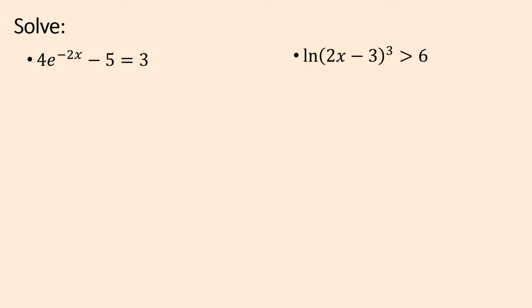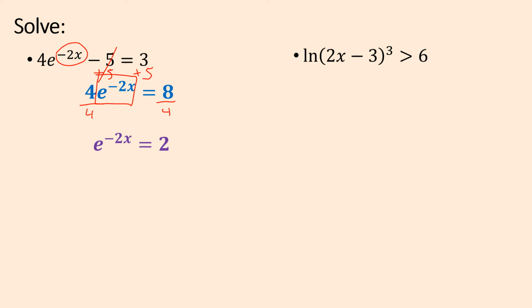We want to solve for x here, and the x is an exponent in a base e function. So as a first step, let's move everything away from that e. We'll start with this 5. Add 5 to the other side. We have 4e to the negative 2x equals 8. We're trying to get this e by itself. So next step is divide by 4. This gives us e to the negative 2x equals 2.